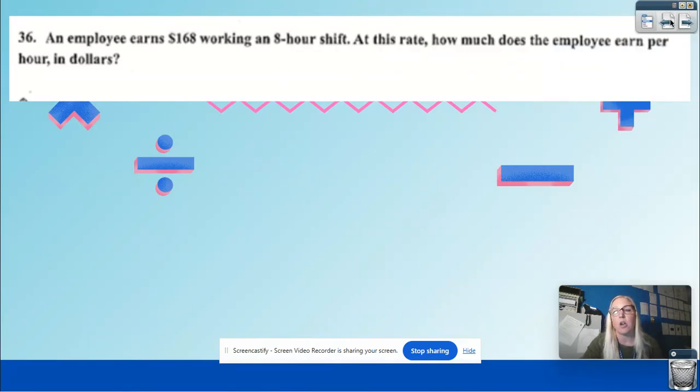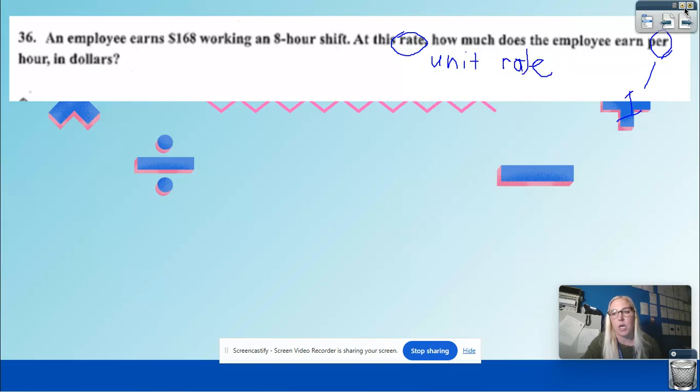Okay, we've done a lot of talking here. What does the word per mean in math? And that means one, the one. And so when we see that per or per hour and we see the word rate, we know we are looking for the unit rate.